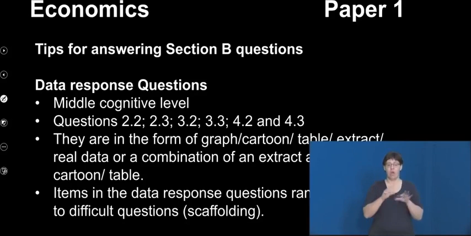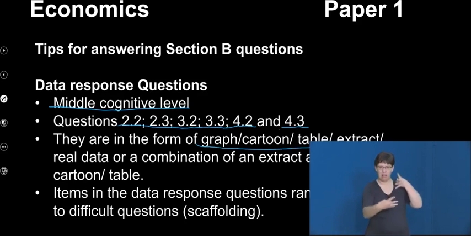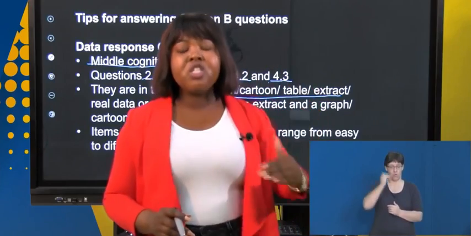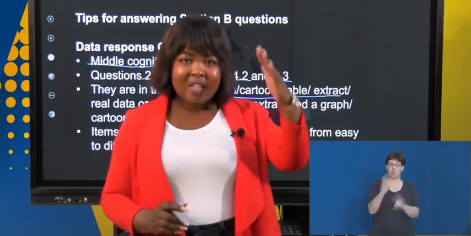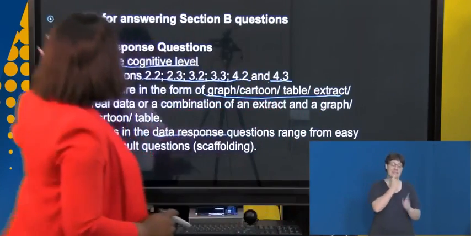As we continue with our Section B, we have again mid-cognitive level questions. We are looking at our question 2.2, question 3.2, 3.3, 4.2, and 4.3. These ones you are given something in the form of a graph, a cartoon, a table, an extract, real data, or a combination of a graph and an extract. Then you are given items or questions in the data response that range from easy to difficult. You need to know that the questions that you are going to get from the data response are scaffolded from easy to difficult.